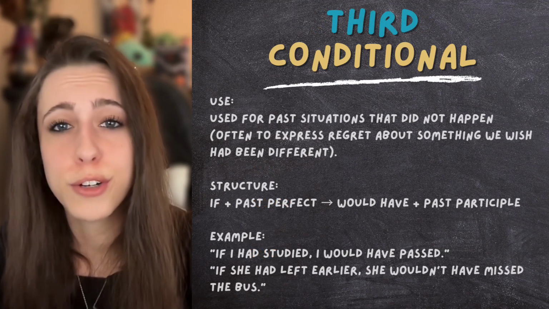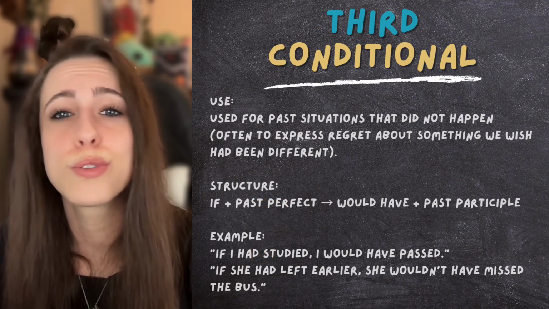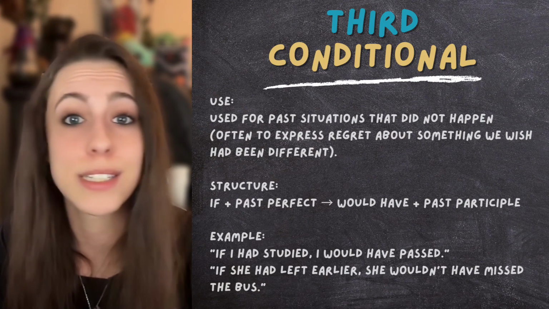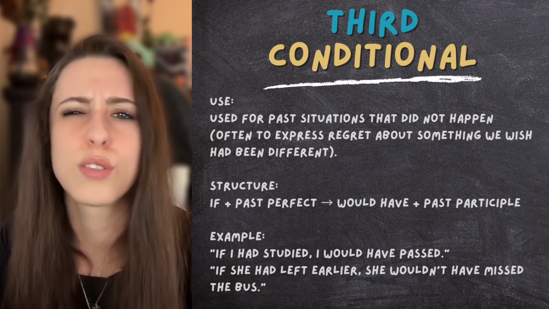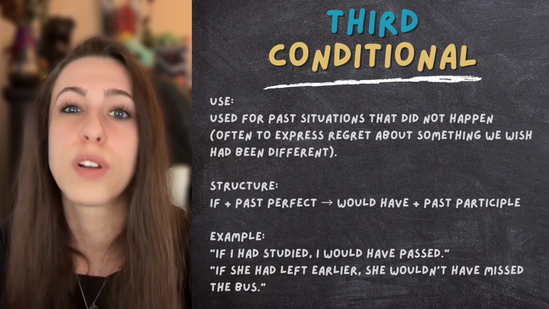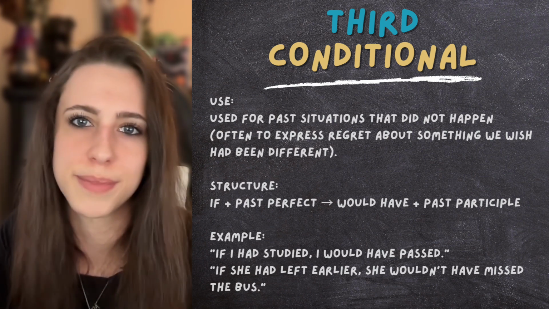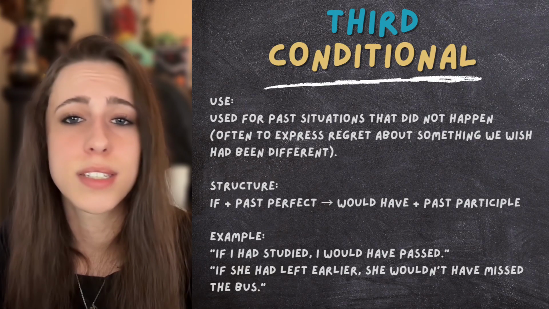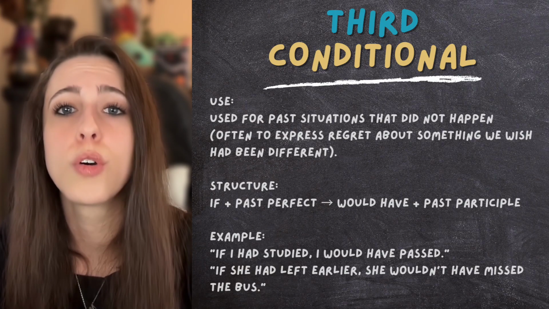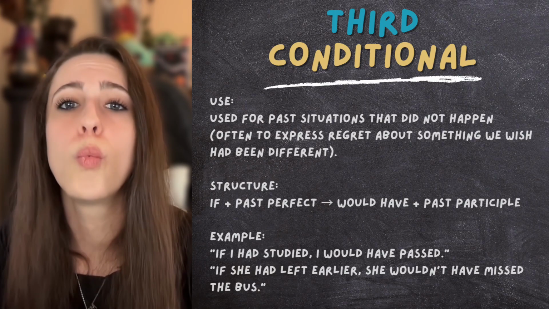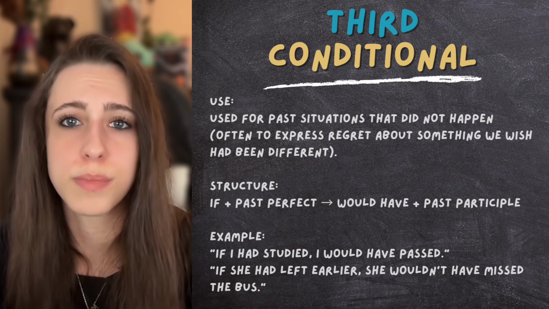Now let's have a look at the third conditional. This is used to talk about past situations that did not happen. It's often used to express regret about a past situation we wish had been different. The structure of these sentences is if, past perfect, would have, past participle.